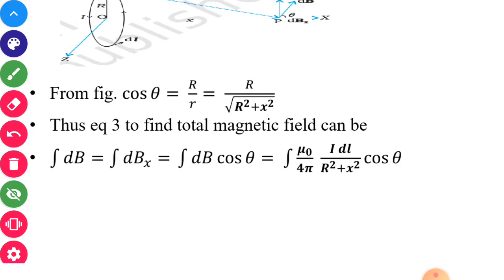So again I am explaining, try to understand. See, this dB which we have already written, we have that value of dB, and what is that dB?